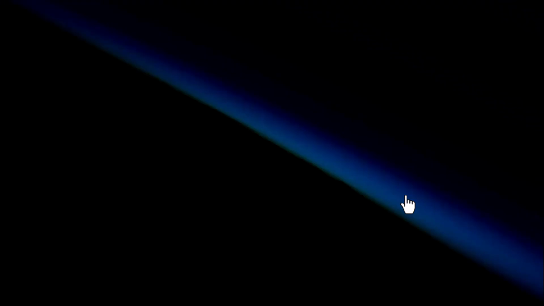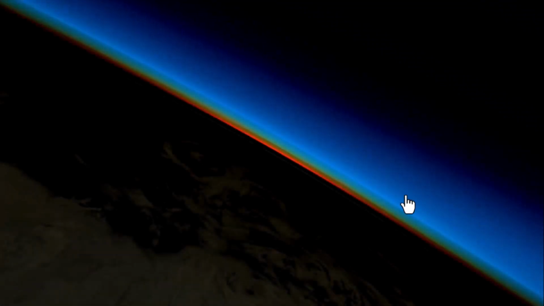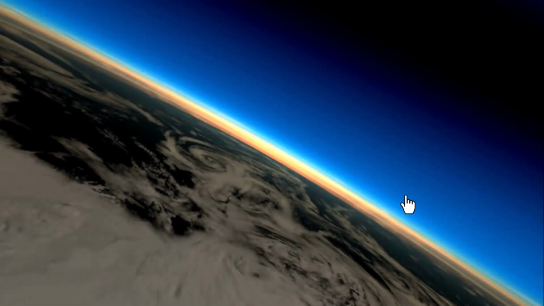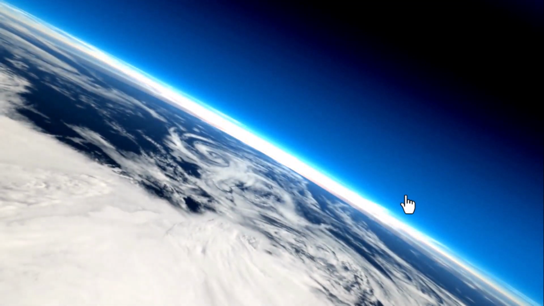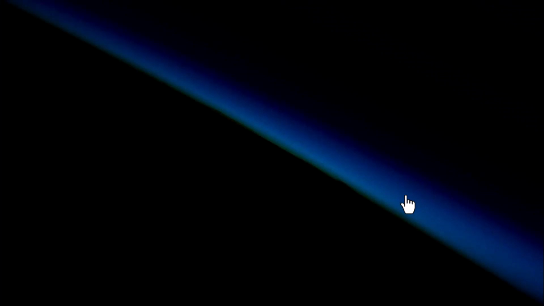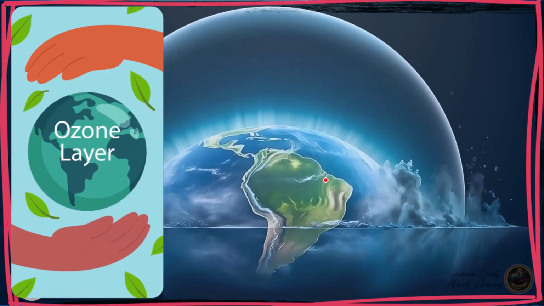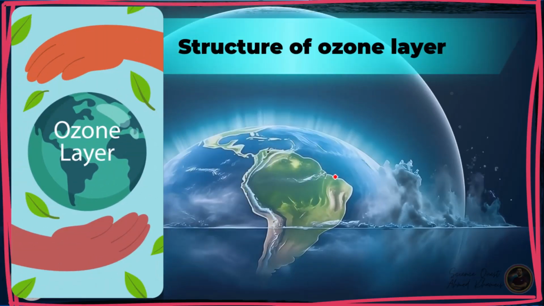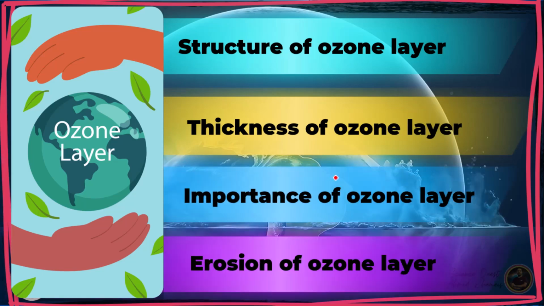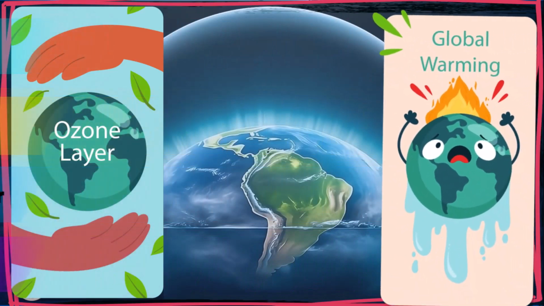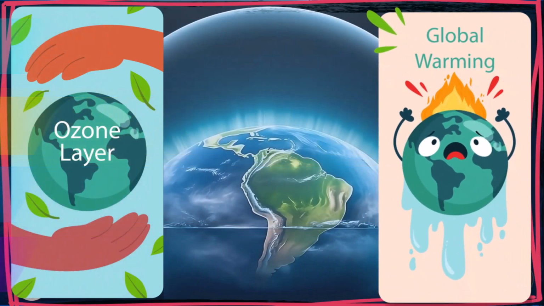In this lesson, we will learn about the causes, effects, and solutions of those two problems. We will also explore how they are related and what we can do to protect our planet. First, we talk about the ozone layer: structure, thickness, importance, and erosion. Then we discuss global warming causes and effects.